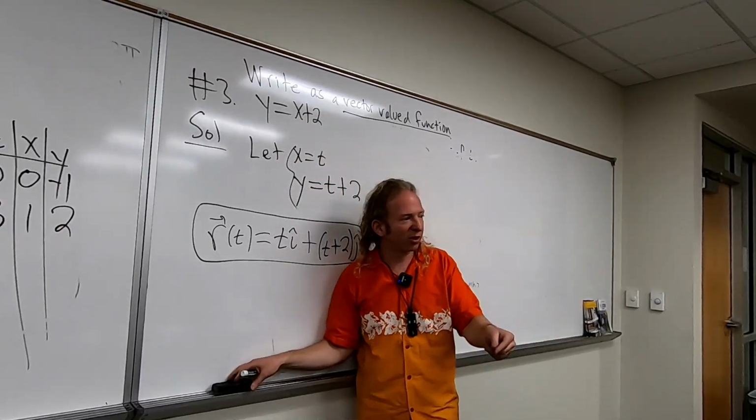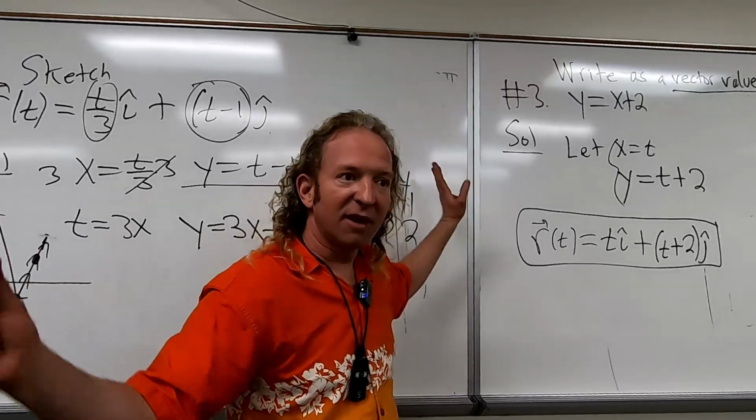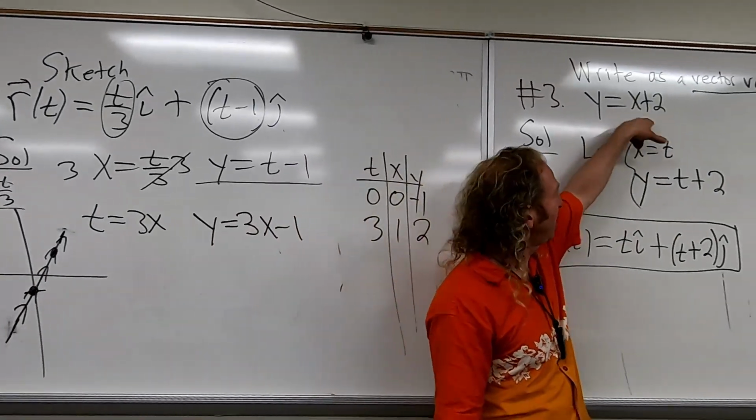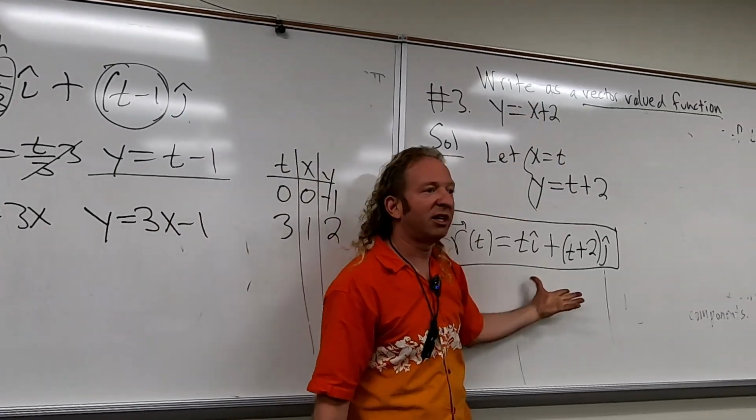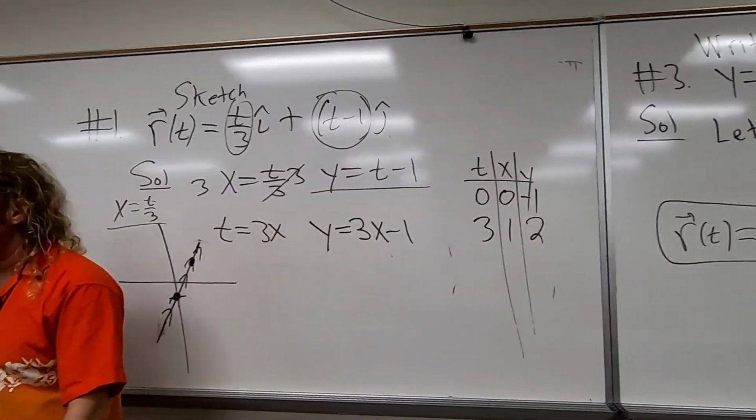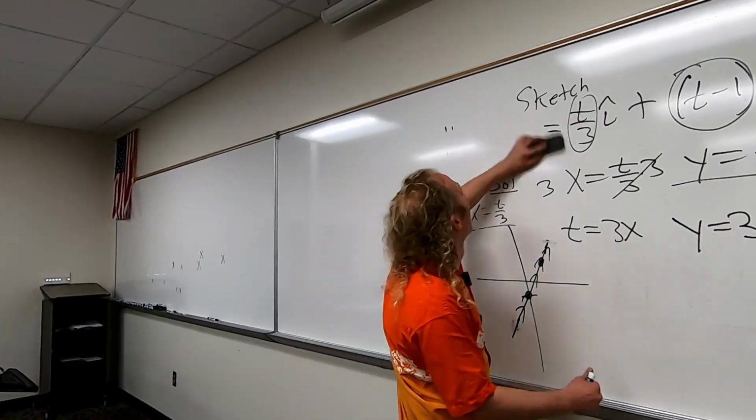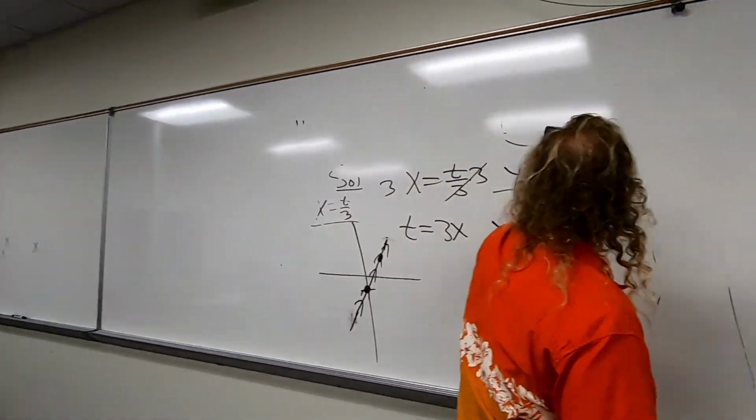The hard ones are the ones with trig functions, which we'll do shortly. So all we do is replace x with t for a line? That's it. Just replace x with t, rename y, and plug it in here. So x and y. That's it. Super easy, right?